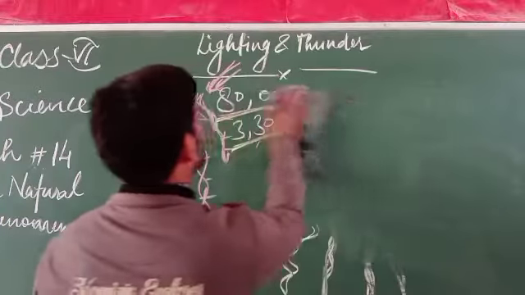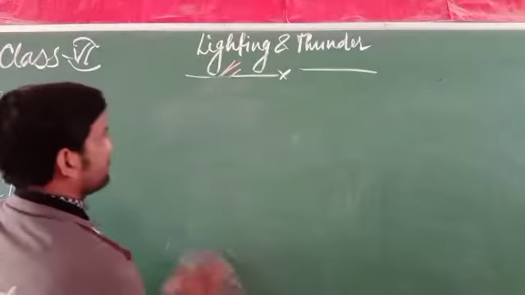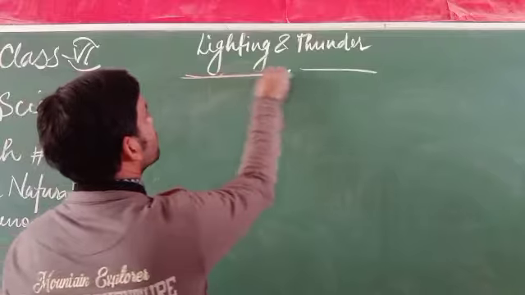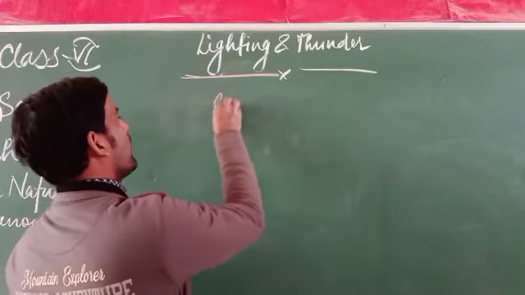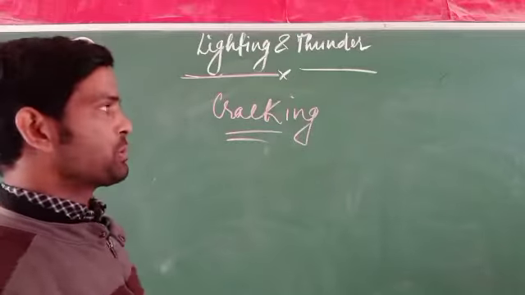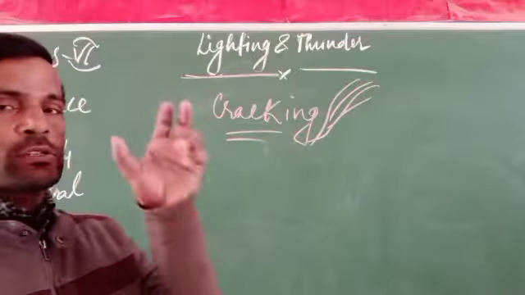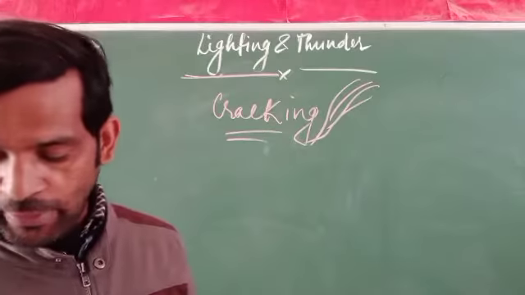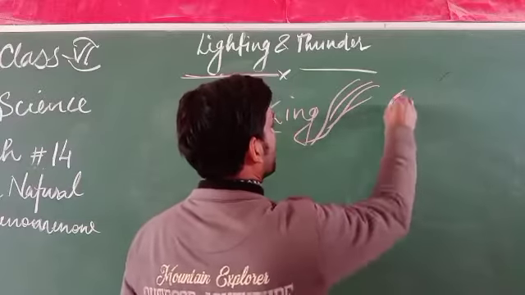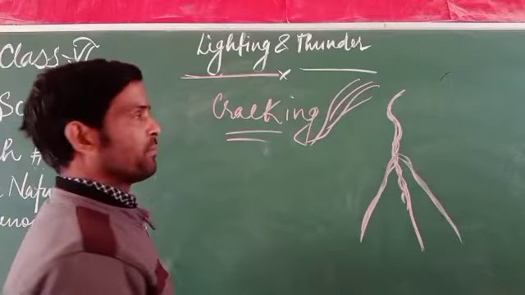What will happen if lightning happens? After the lightning, a huge sound, a very loud sound, will be produced. This sound has a cracking quality. This is the cracking sound produced. It can be produced after the striking, when you can see the streak of light. There will be a cracking sound, and that sound is known as thunder.